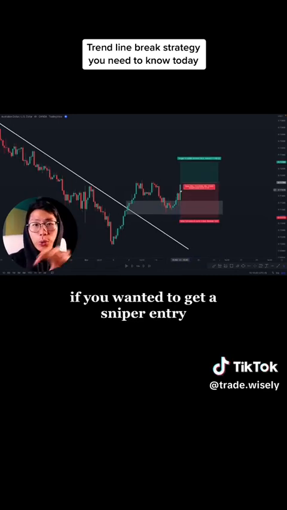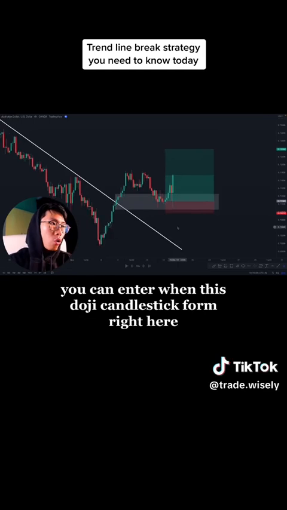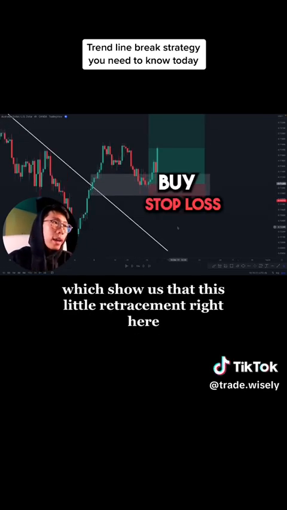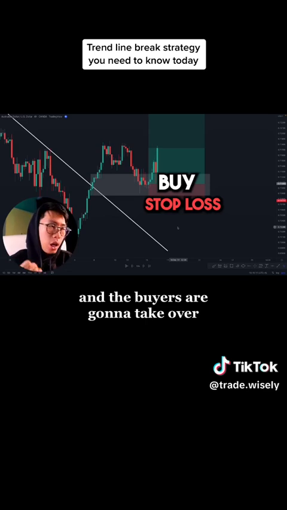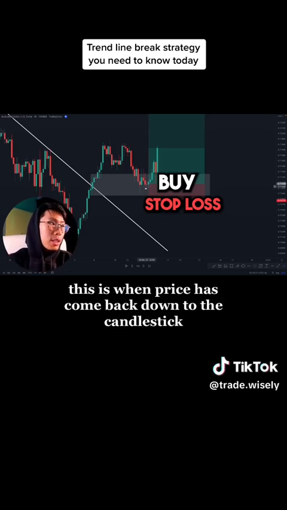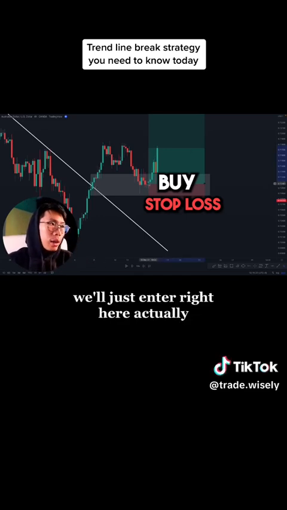And by the way, if you wanted to get a sniper entry, you can enter when this doji candlestick forms right here. At this point in time, when the doji candlestick forms, it shows us that this little retracement right here is losing momentum and the buyers are gonna take over. So at this point in time, you can just enter right there. And also at this point, price has come back down to the candlestick that broke out of the trend line. So you know what, we'll just enter right here actually.